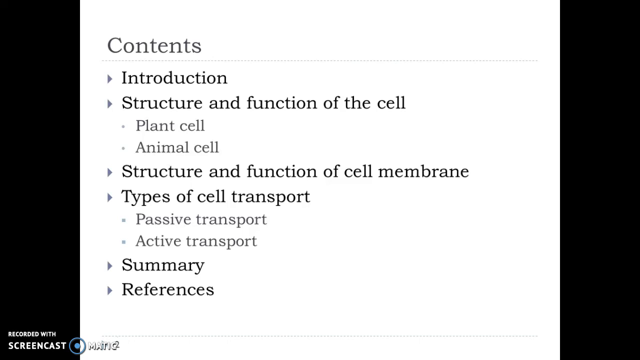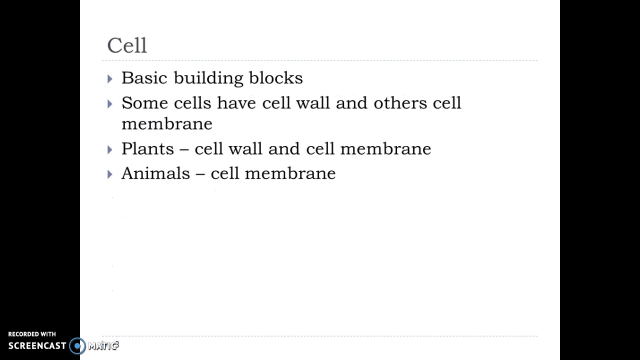There are two types, like plant cell and an animal cell. The structure and function of a cell membrane, because the membrane itself performs the transport. So the types of cell transport, passive and active, the summary of it, and the connected references.